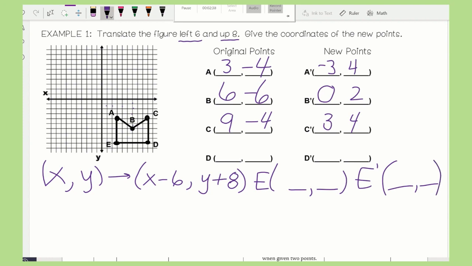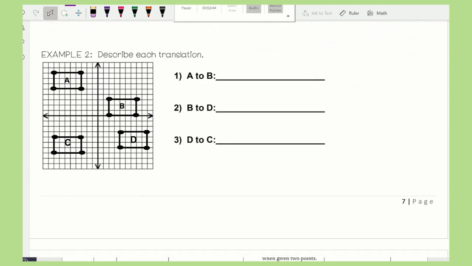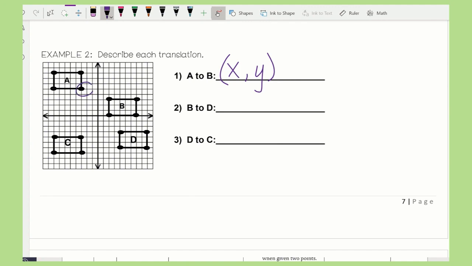And then you are going to move down to example 2. And on example 2, you're describing each relation. So that means you're saying, how did I get from A to B? So write a rule. (x, y). So pick a point. I'm going to pick this bottom right point. And that means I need to also pick this bottom right point.